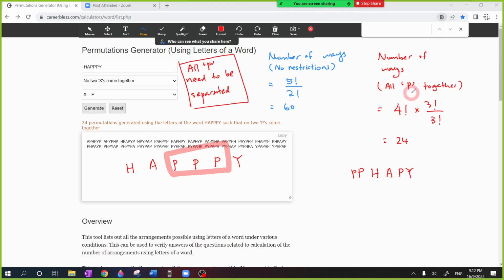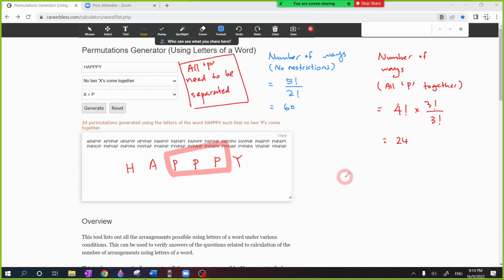So if you only consider all P together, you minus this. But there are some cases that you haven't considered yet. 2P together also cannot, right? So you haven't considered this situation. In this type of question, in order to get the correct answer, we need to do it this way.